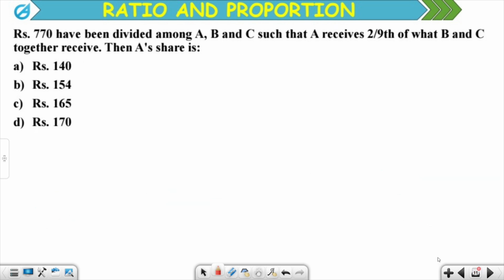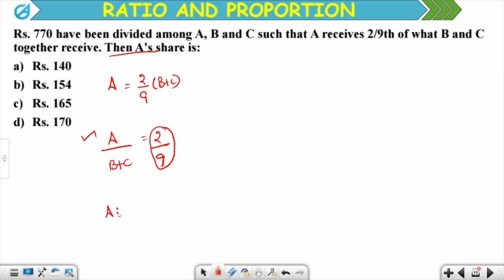Okay, next. Rupees 770 has been divided among A, B, C in such a way A receives 2 by 9 of what B and C receive. Then the share of A is. Okay, they are telling A by B plus C is nothing but 2 by 9. And they are asking you to find what is A. See, sum of ratio. What is the sum of ratio? See, what is the meaning of A by B plus C? A is to B plus C ratio is nothing but 2 is to 9.